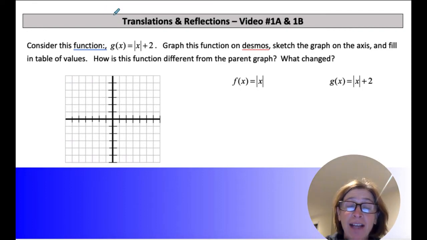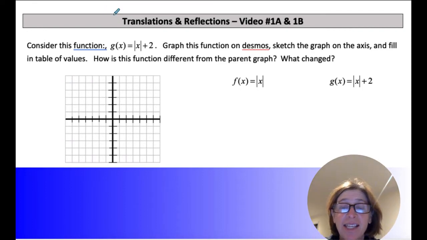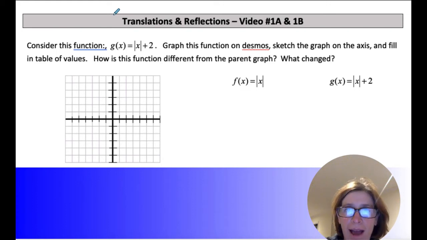And so you actually have done two Desmos activities on this, and you really saw some of the things that happened when you take a parent graph and you move it. Okay, so we're going to talk about translations, which mean move it left, right, or up, down, and a reflection. And we're going to specifically look at a reflection over the x-axis today.